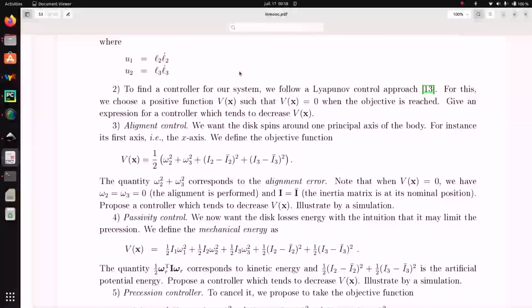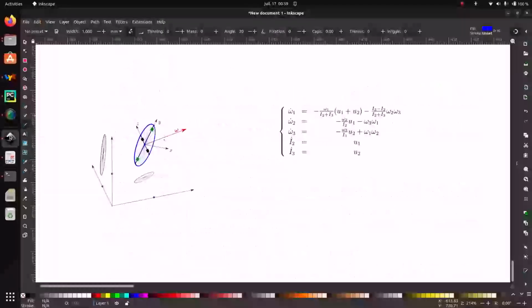Question number 3, alignment control. So we want the disk to spin around the first principal axis. For this, we choose the objective function that is given in the exercise. So the disk at the initialization is not spinning around x. It is spinning about something else, for instance around its second axis, y. And I want it to spin around the x-axis.